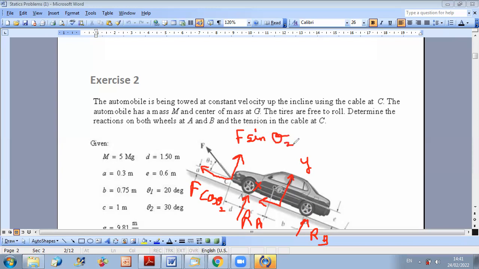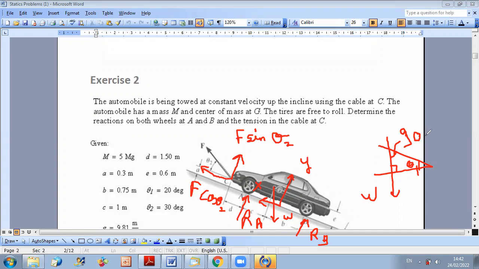Okay, and finally, for my weight, I should also decompose my weight. You know that we used the decomposition of weight on an incline a lot. Because the angle with the incline here is theta 1, when you draw the weight, it is perpendicular to the horizontal. So it makes an angle with the incline equal to 90 minus theta 1.